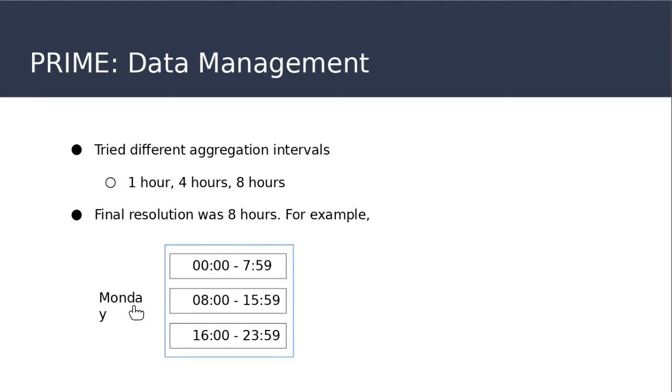So for example, if a patient spent the whole of Monday inside the ICU, we would end up with 3 data points for this patient. It would be midnight to 8 o'clock in the morning, then 8 o'clock until almost 4, and then from 4 until 11:59. And this kind of made sense.